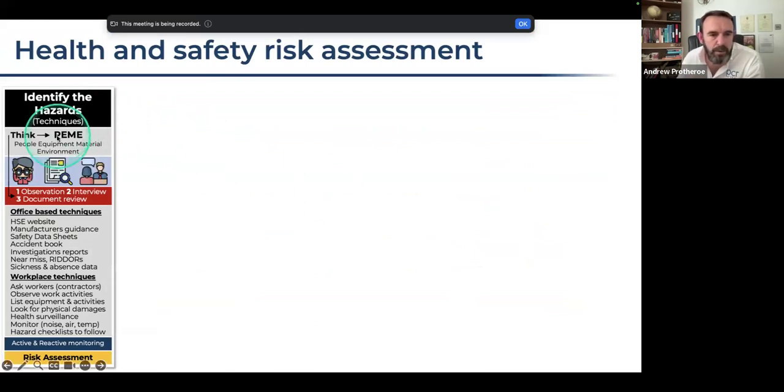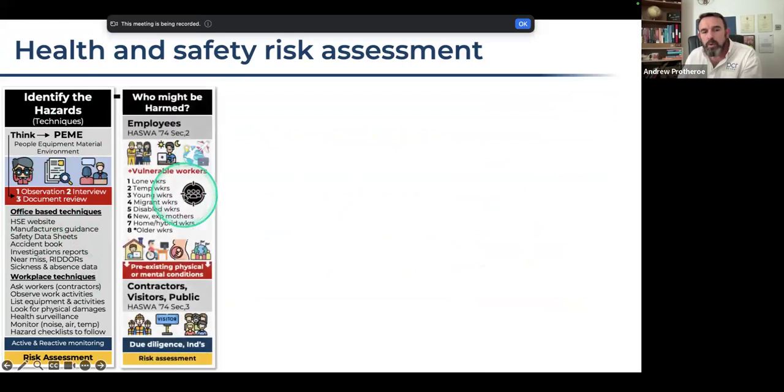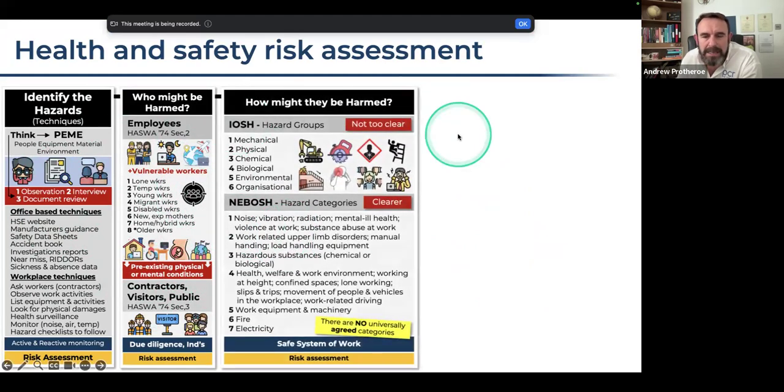Right? We've got to identify those hazards, observation, what type of technique we're using, who's going to be harmed. That's what we've got to think about, isn't it? Vulnerable workers. Many things in here that we can see. Contractors. How might they be harmed? We're going to look at those categories.